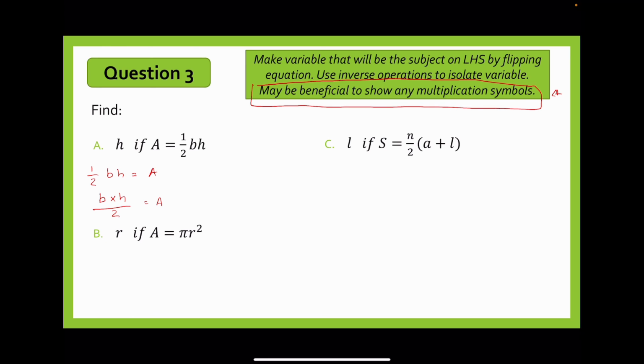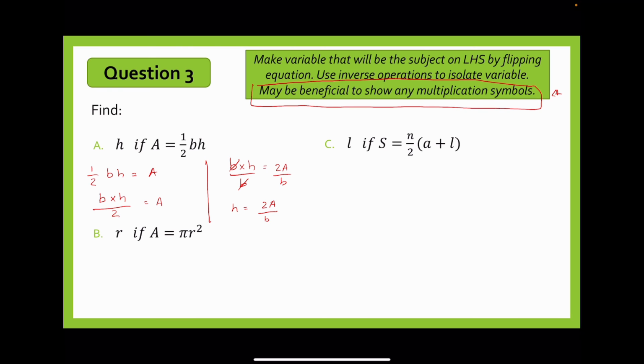What we can do is get rid of 2, the denominator, by multiplying both sides by 2. If you do that, it becomes b times h is equal to 2A. And to get rid of the b, because b is being multiplied by h, we just divide both sides by b. And so therefore, our answer is going to be h is equal to 2A divided by b.